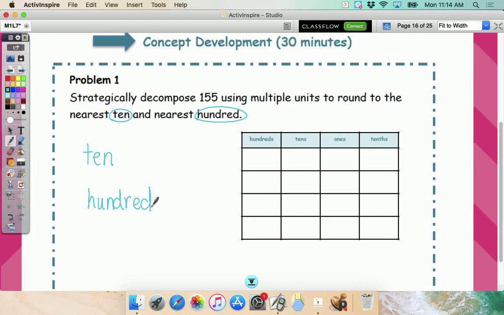All right. So go ahead and write the words 10 and 100 down here, and I'll show you how this is going to work with the rounding wrap. Okay? So I'm going to write the number 155. I'm going to go ahead and mark my decimals, but I'm not going to have to write them because this is a whole number. Okay?